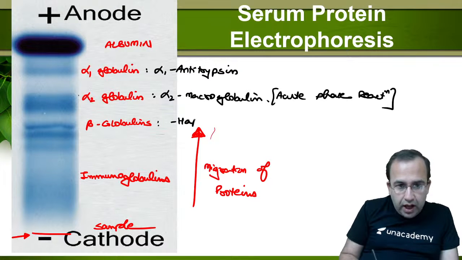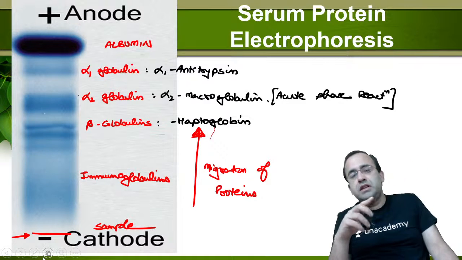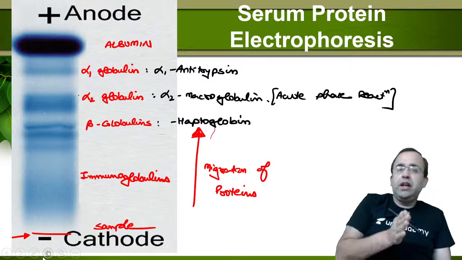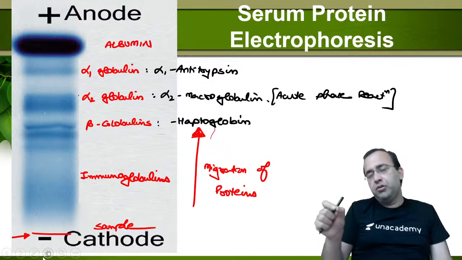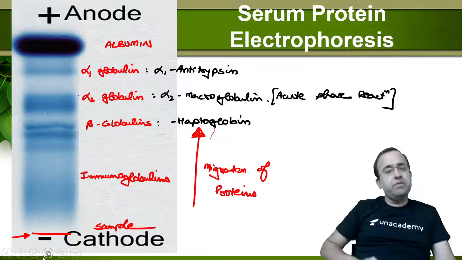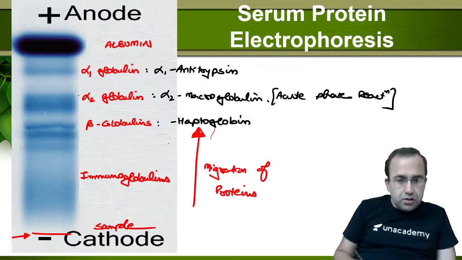These are the haptoglobulins. What happens to haptoglobin levels in hemolytic anemia? In hemolytic anemia, because of the hemolysis, hemoglobin binds with serum haptoglobin. As a result, haptoglobin reduces. Again, this is asked from RBC disorders. In hemolytic anemia, haptoglobin reduces.